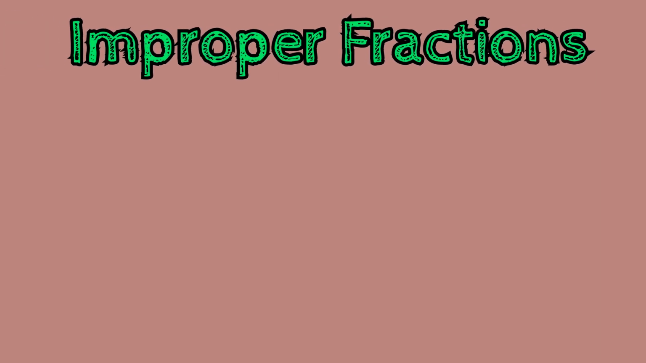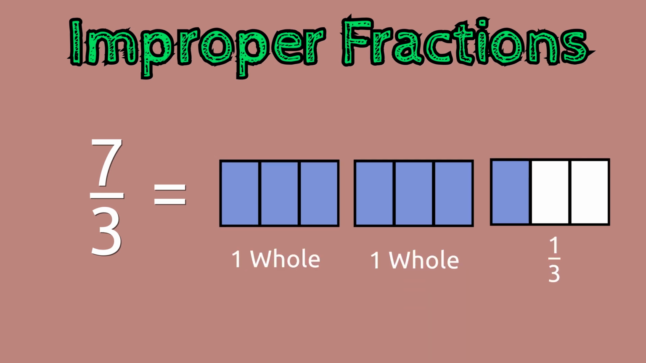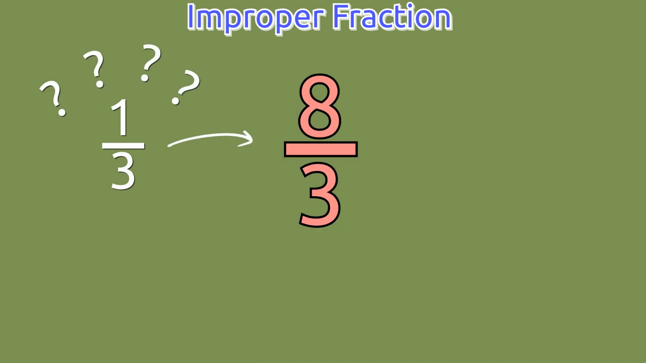Did you know that improper fractions sometimes have enough fractional parts to create multiple whole numbers? For example, let's look at the improper fraction 8 over 3. The question we want to ask ourselves is, how many thirds do we have in the fraction 8 thirds?